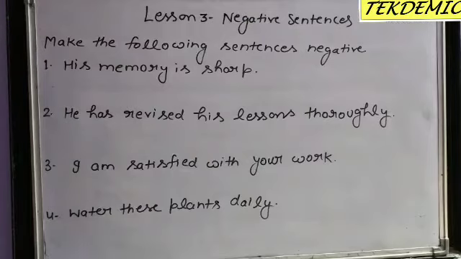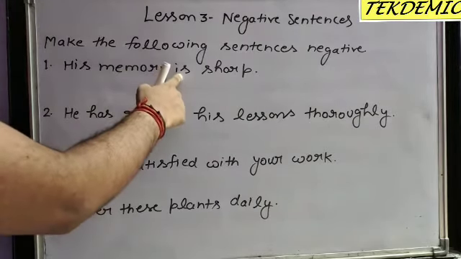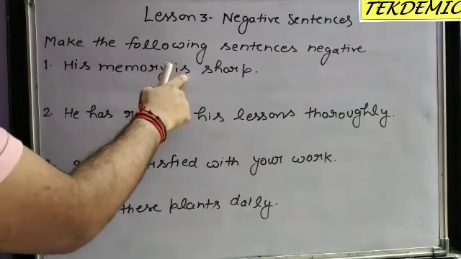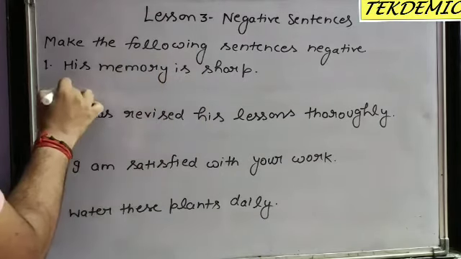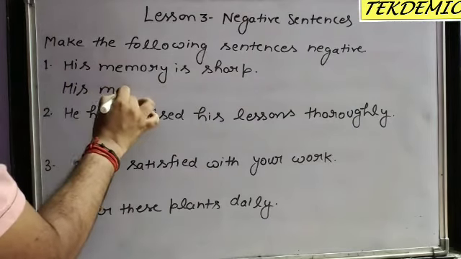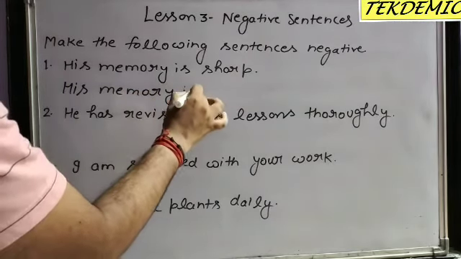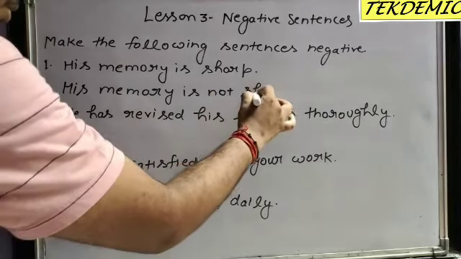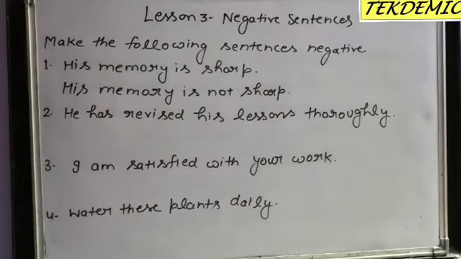We will make these sentences negative. So the first sentence is, his memory is sharp. How will we convert it into negative? We will place not just after the helping verb. So his memory is not sharp. Is not sharp. Okay. Number 2. He has revised his lessons thoroughly.